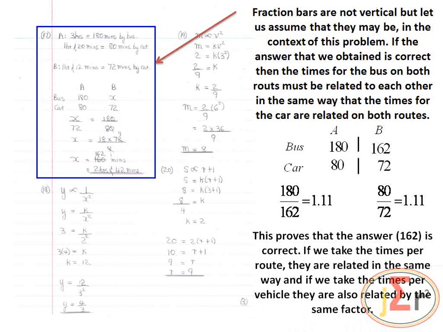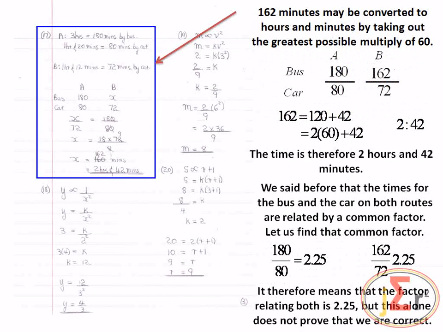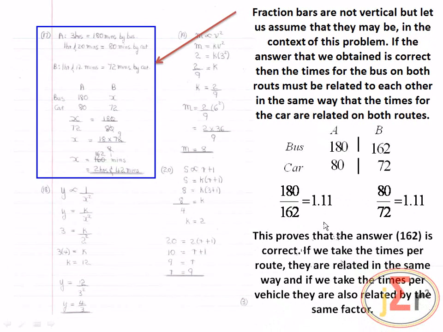This proves that the answer 162 minutes is correct. If we take the times per route, they are related in the same way. And if we take the times per vehicle, they are also related by the same factor. So irrespective of the direction in which we would have gone, we divided like this, and we got 2.25, 2.25. And if we had gone in the other direction, we would have received 1.11, 1.11.